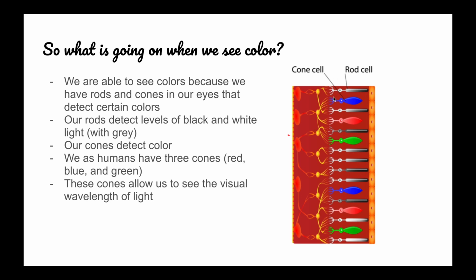As humans, we have 3 different cones. We have blue, red, and green. With these 3 cones, we can mix these colors, obviously, to create different colors. So with red and blue, we could get purple. You know, it goes on and on. And then these cones allow us to see the visual wavelength of light. So if you go on the electromagnetic spectrum and look at visual light, we are able to see that visual light because of our rods and our cones.